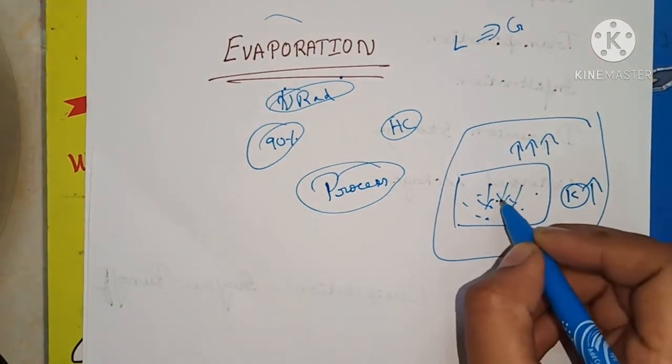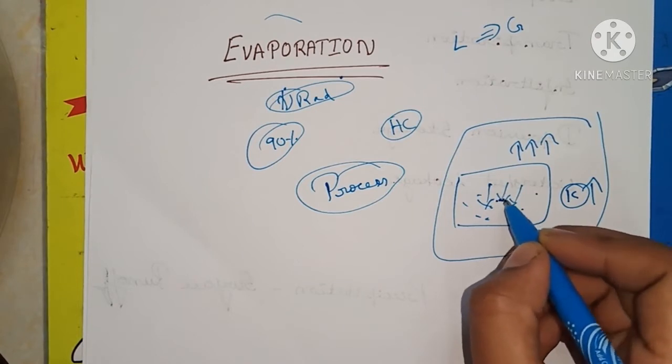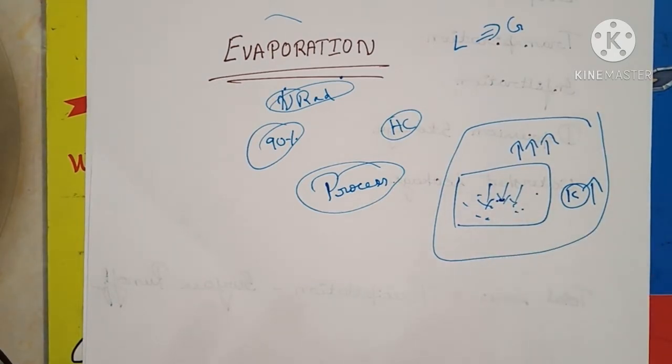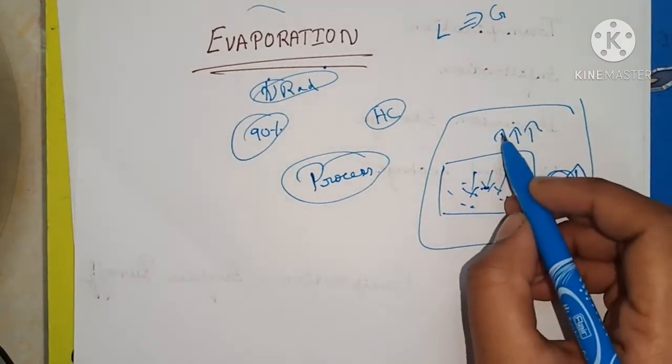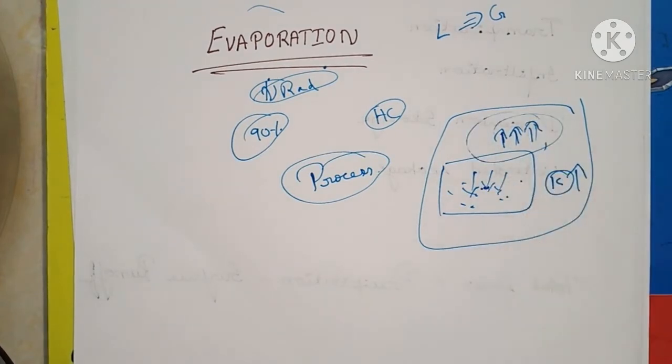When you supply thermal energy to a water body having a flat surface, the kinetic energy of the water molecules increases and they tend to break their intermolecular bonding and escape the surface, and they will move upward in the form of evaporation. This is the process of evaporation.